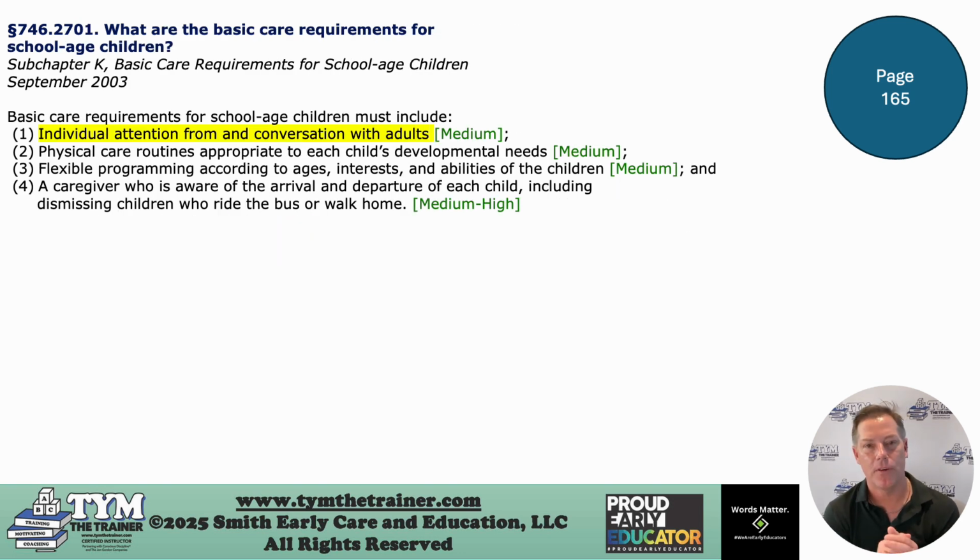Basic care requirements for school-age children. Y'all, I love this page so much. This page makes my heart so happy. Look at the number one thing listed under the basic care requirements for school-age children: individual attention from and conversation with adults. Y'all, that's exactly what our school-age children need.